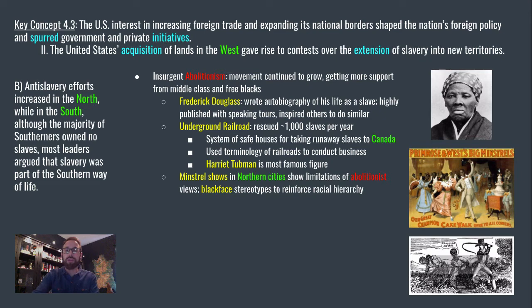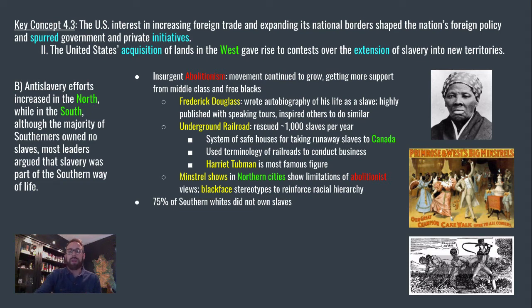Okay, so that's what's going on in the north. Let's look at what's going on in the south now regarding slavery and points of view on it. So, 75% of southern whites did not own slaves. Remember, it's those plantation elites, very select people who controlled the society.